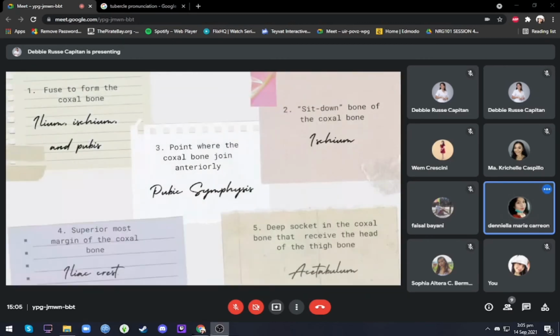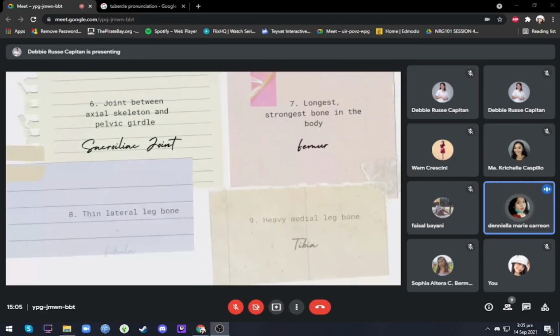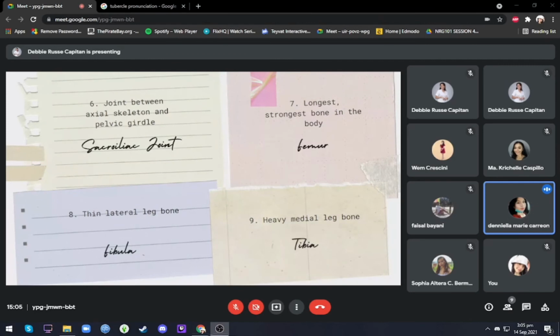So let's proceed to number 15. Number 1, fuse to form the coxal bone: ilium, ischium, and pubis. Number 2, sit-down bone of the coxal bone: ischium. Number 3, point where the coxal bones join anteriorly: pubic symphysis. Number 4, superior-most margin of the coxal bone: iliac crest. Number 5, deep socket in the coxal bone that receives the head of the thigh bone: acetabulum. Number 6, joint between axial skeleton and the pelvic girdle: sacroiliac joint.